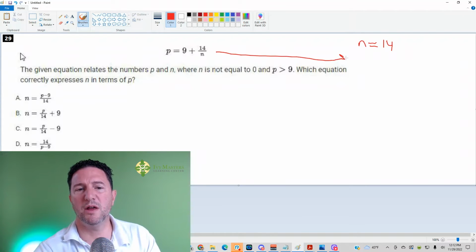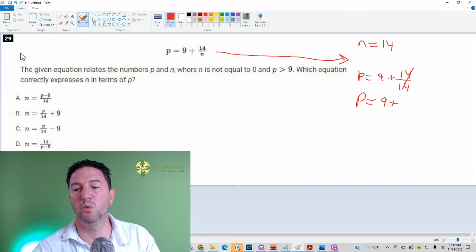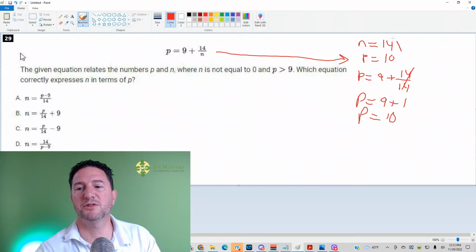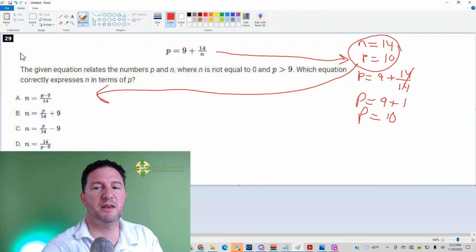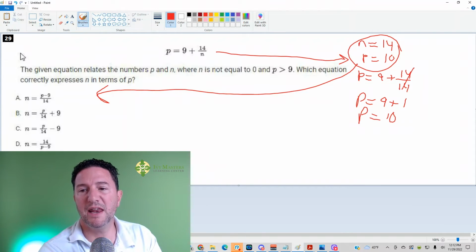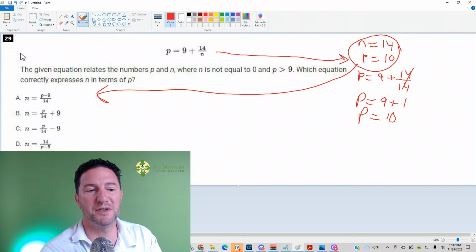In that case, what I wind up with is p equals 9 plus 14 over 14, and 14 over 14 reduces to 1. So p equals 10. I'm going to circle those two together. Now, when I go to my answer choices, in place of p, I put 10, and I'm going to eliminate anything that doesn't give me 14 for n.